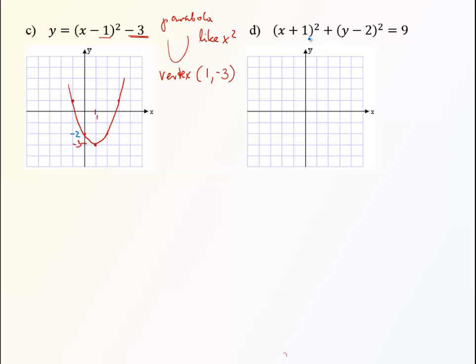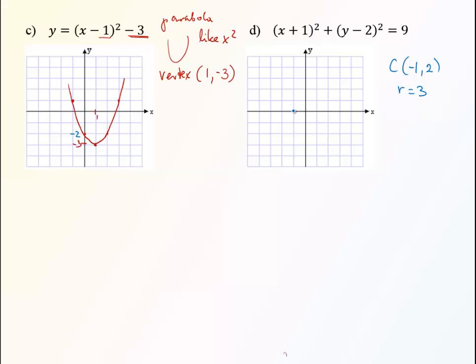The following graph we can recognize as a graph of a circle. That's a standard form of a circle. So let's read information about the circle. The center has coordinates -1 and 2, opposite to the signs that you see, and the radius is the square root of that number, so it's 3.